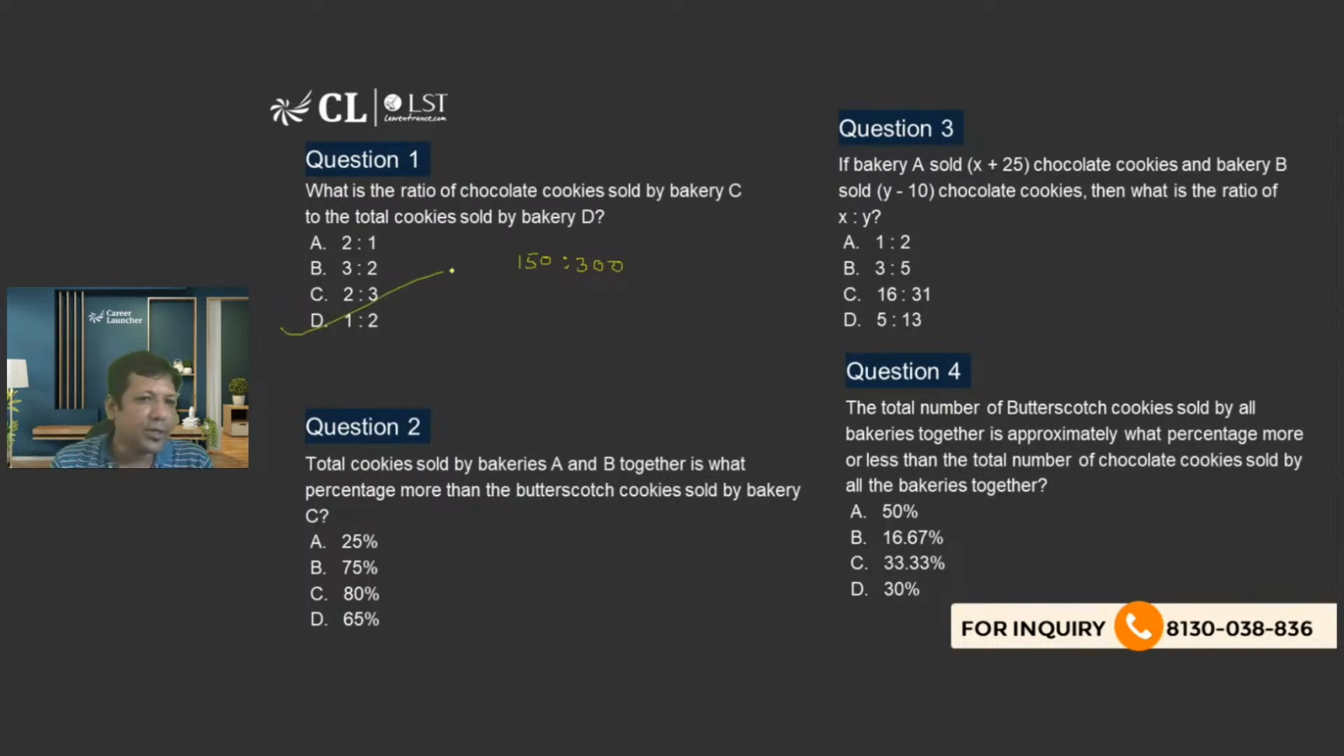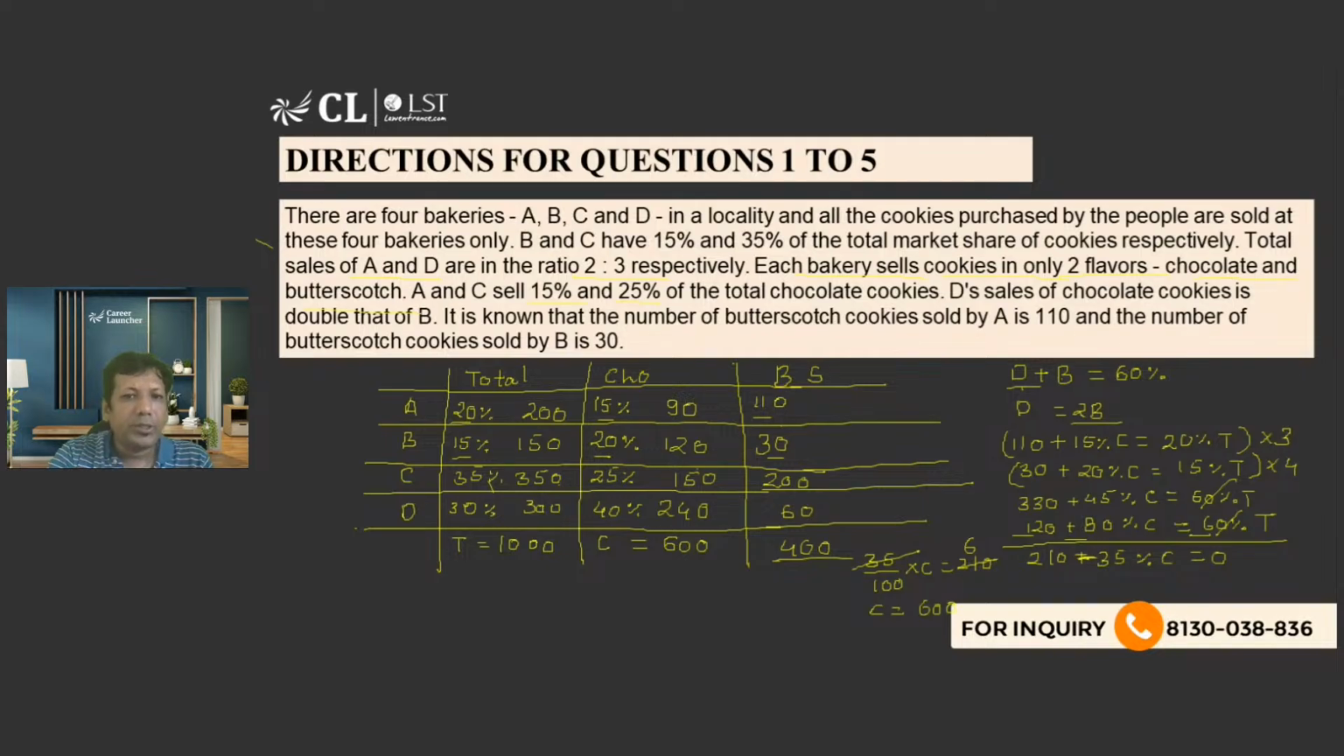Now let's look at second question. Chocolate cookies sold by A and B together is what percent more than butterscotch cookies sold by C? Okay. Chocolate cookies sold by A and B together are 90 plus 120, that is 210, are what percent more than butterscotch? So what is the difference? That is 10. And how many butterscotch we are selling? That is 200. So that comes out to be 5%.